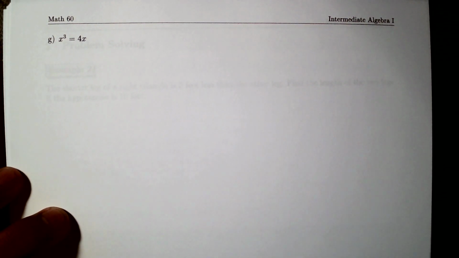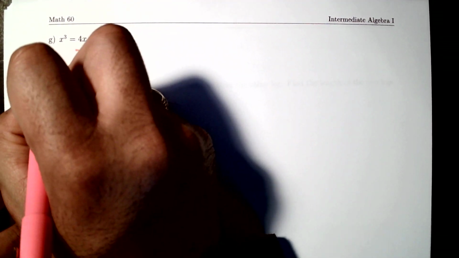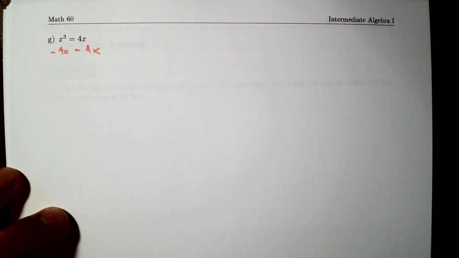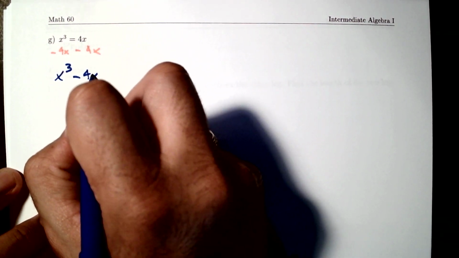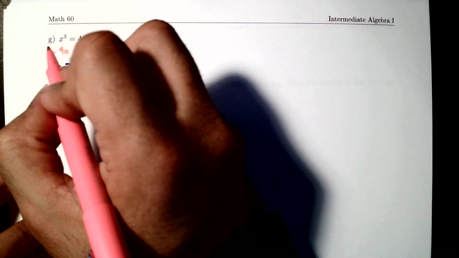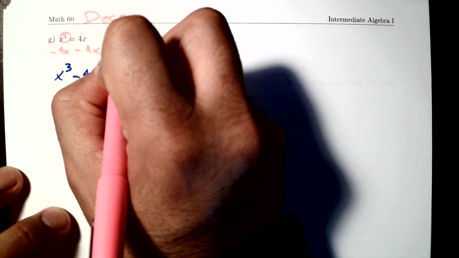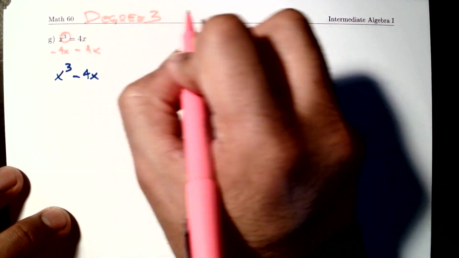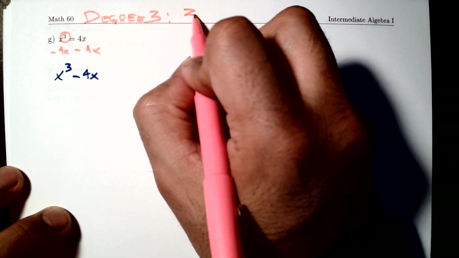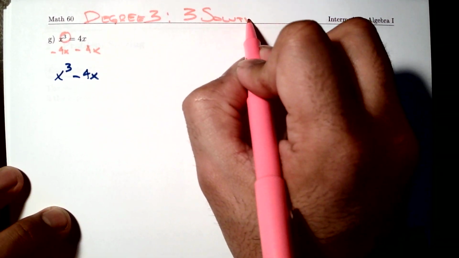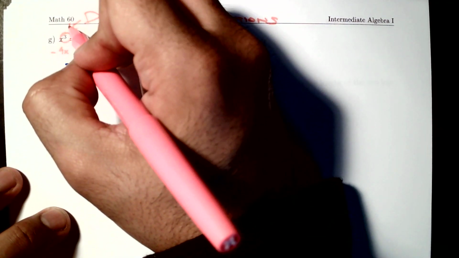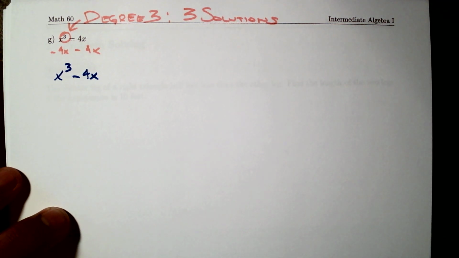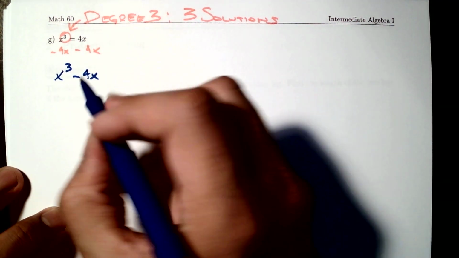So I'm going to subtract 4x on both sides to get x cubed minus 4x. Now, number 1, in this case, the degree is 3. Potentially, we are going to have 3 solutions. Alright, so degree 3, 3 solutions. And don't forget to keep setting this equal to 0.